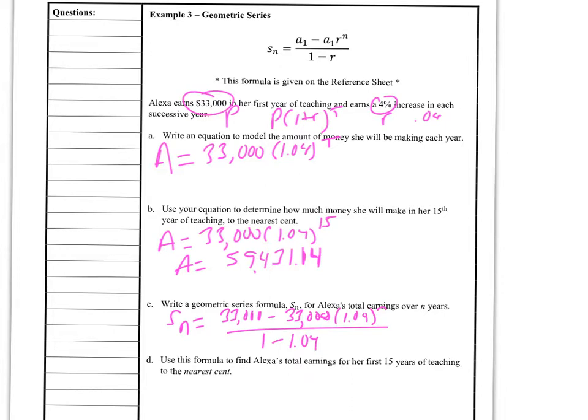So the next problem, use this formula to find Alexa's total earnings for her first 15 years. It's as simple as plugging it in. Notice in part B, we found how much she was making in her 15th year. In part D, we want to add up all 15 years.